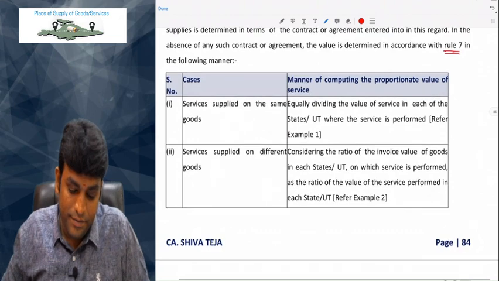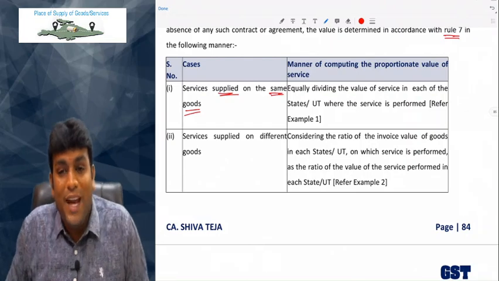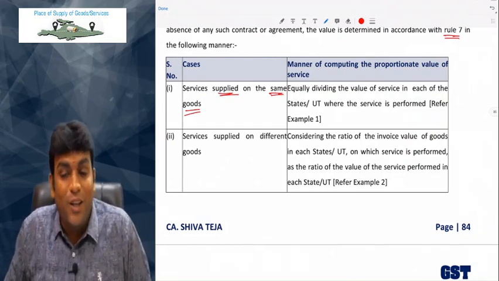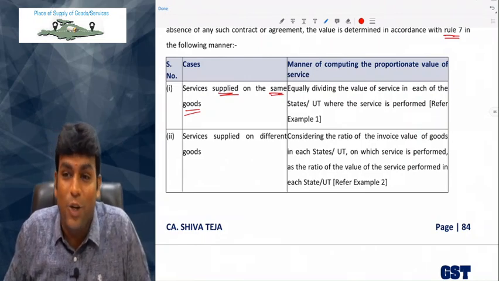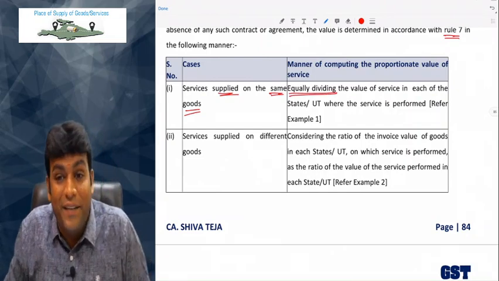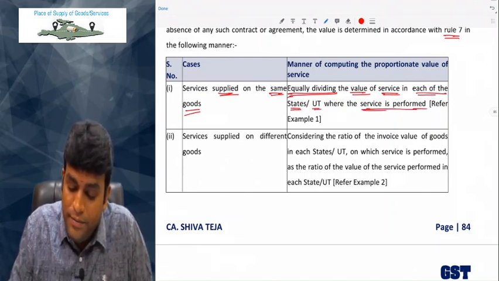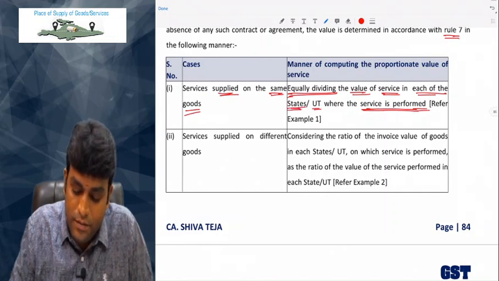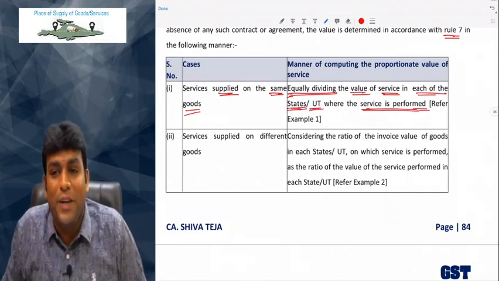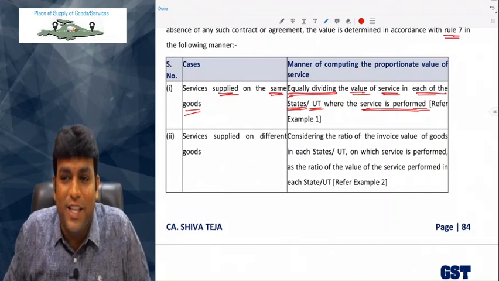Rule 7. Services supplied on the same goods. On the same goods, we have done service at more than one location. Then how will you determine, sir? We will determine by equally dividing the value of service in each of the state or UT where the service is performed. Equally dividing the value of service in each of the state or UT where service is performed.